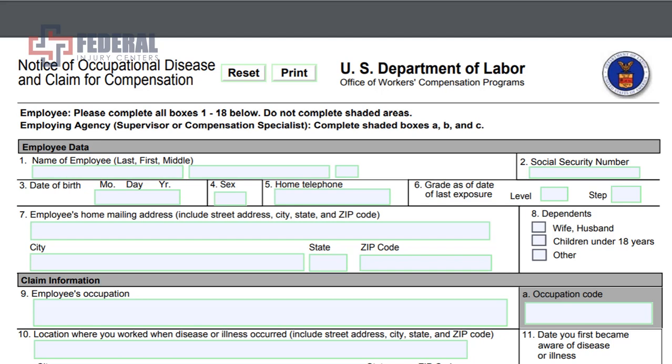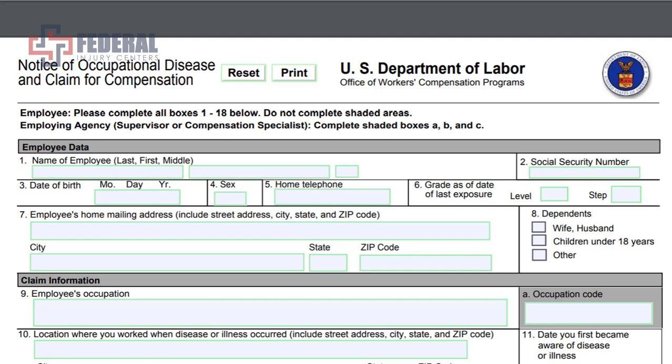Your home mailing address. Before we move forward, I do want to state that everything here must be legible. If you have bad handwriting, have somebody else fill this out. If OWCP cannot read your mailing address and they make a mistake, they will be mailing all of the documentation that they have to send you to the wrong address.